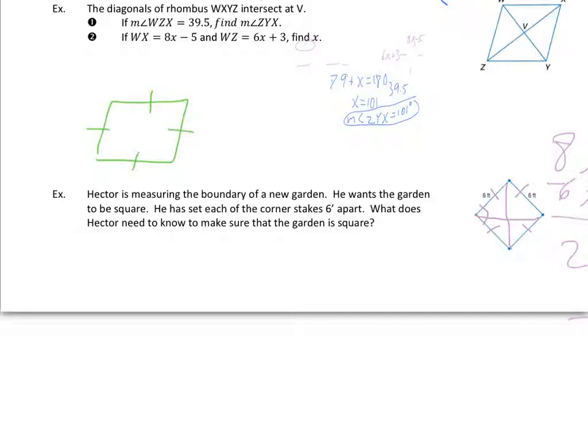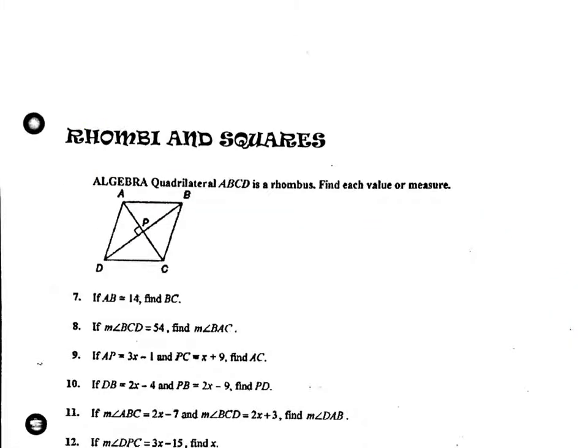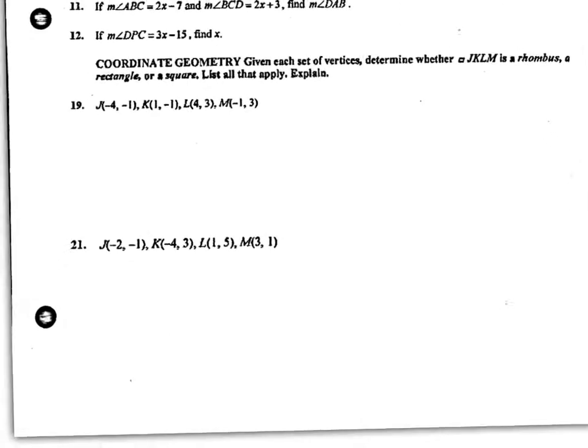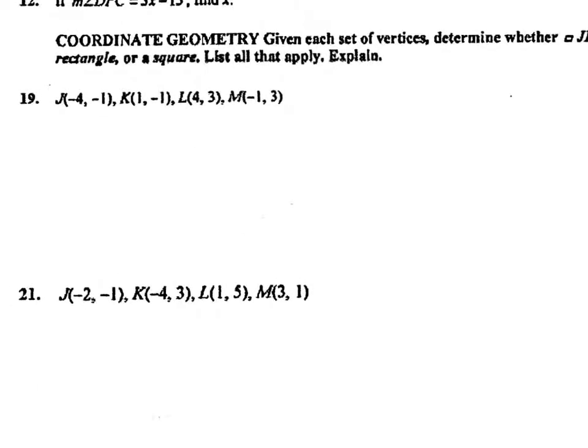Alright, looking at your assignment, you should be okay on the first section, 7 through 12. Let's look at number 19 together. The first thing I would recommend you do is just draw a picture of a quadrilateral. We'll label it J, K, L, and M.